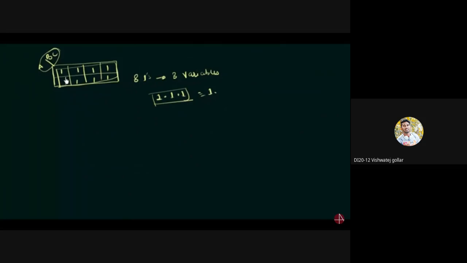Now in the next presentation we will see something about the don't care conditions in the K-map. After that we will study the 5 variable K-map.